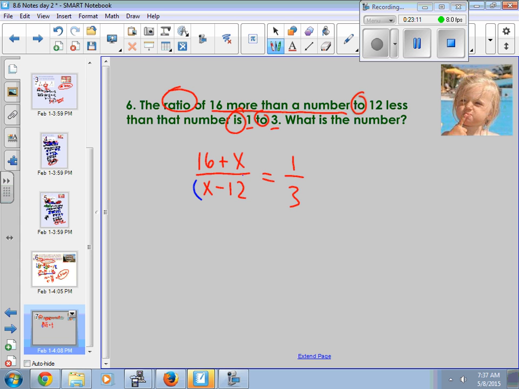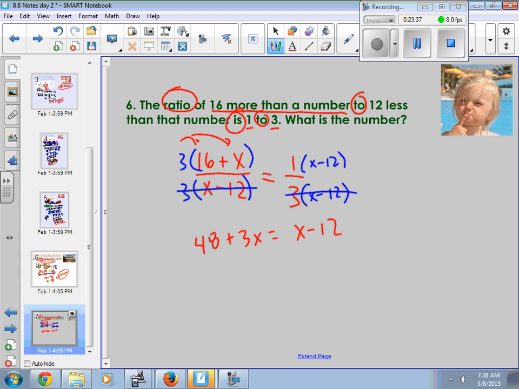So this one we're going to need to multiply by 3, and this side we're going to want to multiply by x minus 12. Once you got that common denominator, now solve the top. So if we solve here, looks like some distributing. We're going to get 48 plus 3x equals x minus 12.